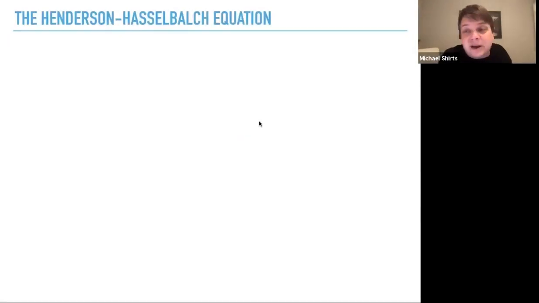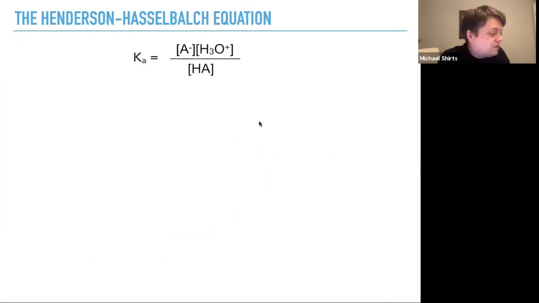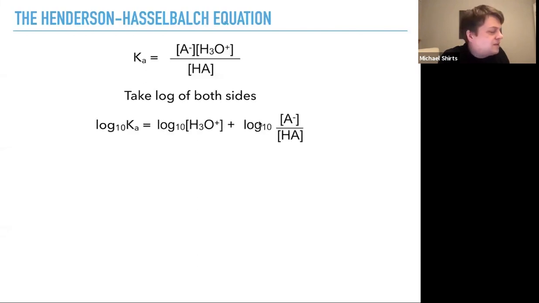There's an easy way to work with calculating buffer concentrations called the Henderson-Hasselbalch equation. And really all it is, write out Ka. So I've got our Ka that expresses a relationship between H3O+, the conjugate base concentration, and the original acid concentration. So let's take the log base 10 of both sides.